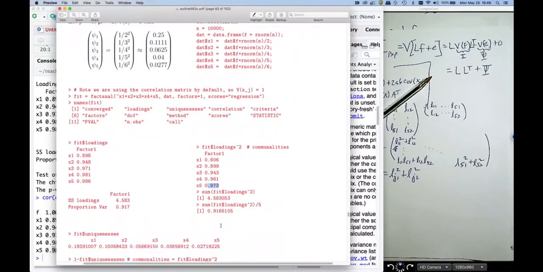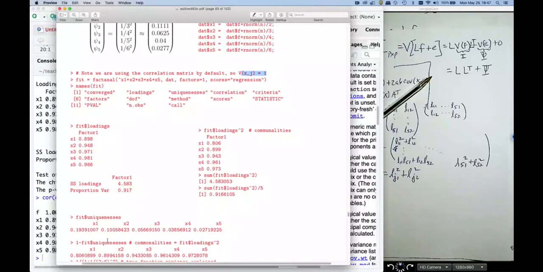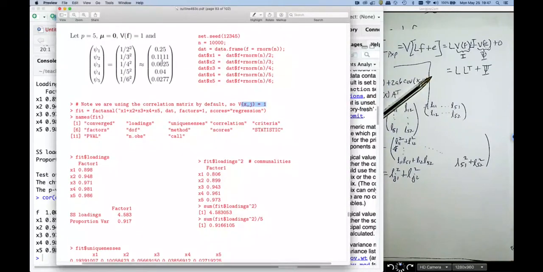All right, now I'd like to show how we can recover these variances that I mentioned. So fit dollar uniqueness gives us the uniqueness values, and notice the uniquenesses plus the commonalities equals 1. Why 1? Because I've standardized my data before doing a factor analysis. That's the default in just about every software package that I've used. And so the commonalities plus the uniquenesses equal 1. But that's not exactly what I'm observing here.